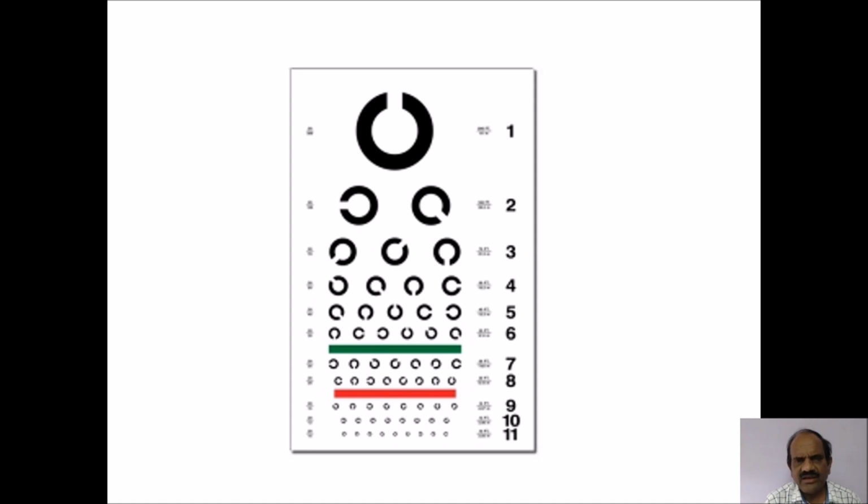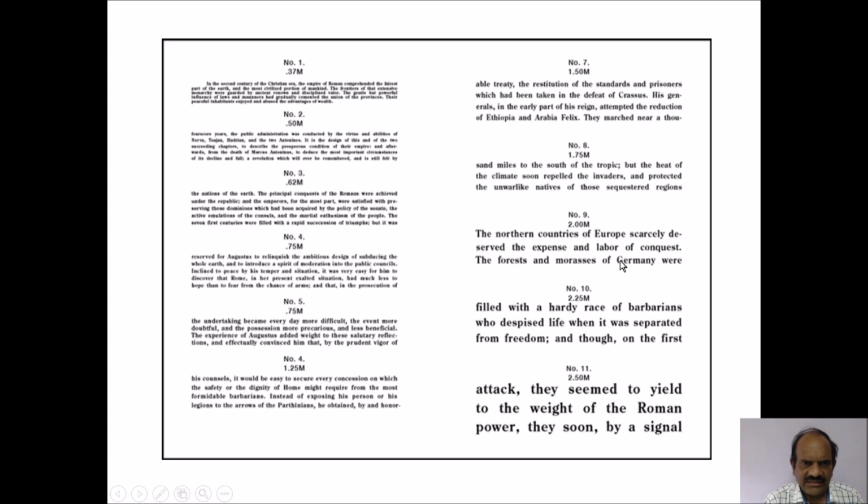The individual has to read this chart from 6 meters, and you have to identify the opening of this C ring, or the opening of this ring in the specific direction. Similarly, there is the other chart you are observing here before you. It's called the J chart or Jaeger chart. In Jaeger charts, you will find different sizes of letters.